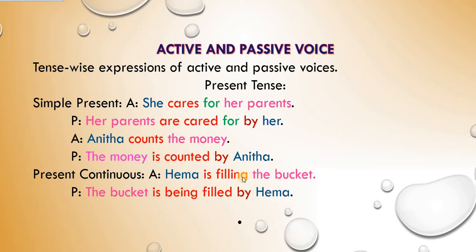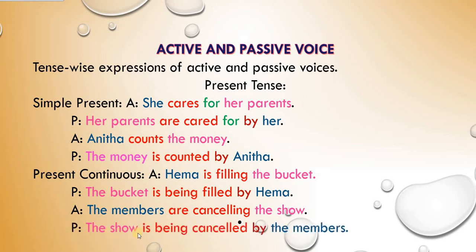Here the ing form is there. We know that the continuous form has the ing form of the verb. So we should retain this ing form. So only we are using being in the middle of is and filled. Okay. Next, the members are cancelling the show. Passive form is the show is being cancelled by the members.